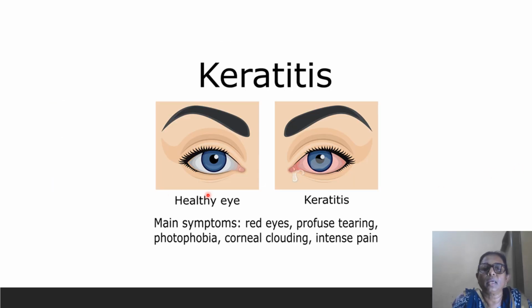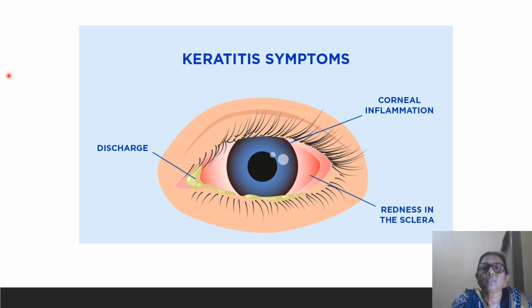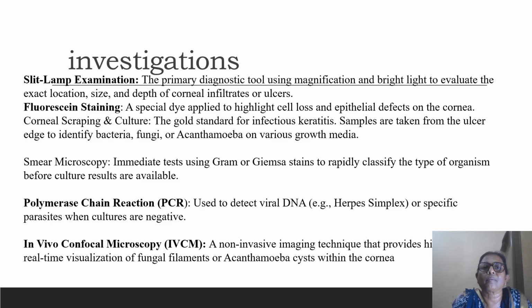Here you can see the healthy eye and the keratitis eye, with symptoms: red eyes, profuse tearing, photophobia, corneal clouding, and intense pain. The symptoms: corneal inflammation, discharge, and redness in the skin. Investigations: physical examination and history taking, slit lamp examination, fluorescein staining, polymerase chain reaction, and in vivo confocal microscopy.